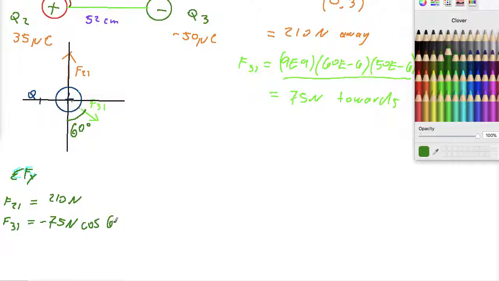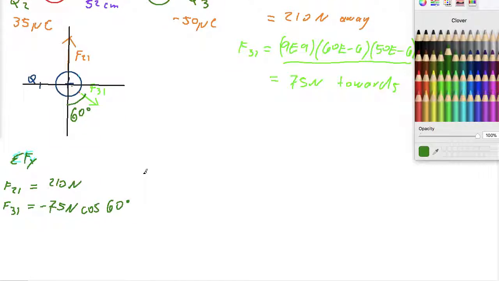Now, if you don't know why I'm using cosine, I would suggest you go back to our vector videos, where I make a very clear explanation of why it's cosine. Okay, so now I'm just going to keep going forward. Now let's sum the forces. If we put this together, please compute it on your own, you end up finding the overall sum over the y is 172.5 newtons positive.